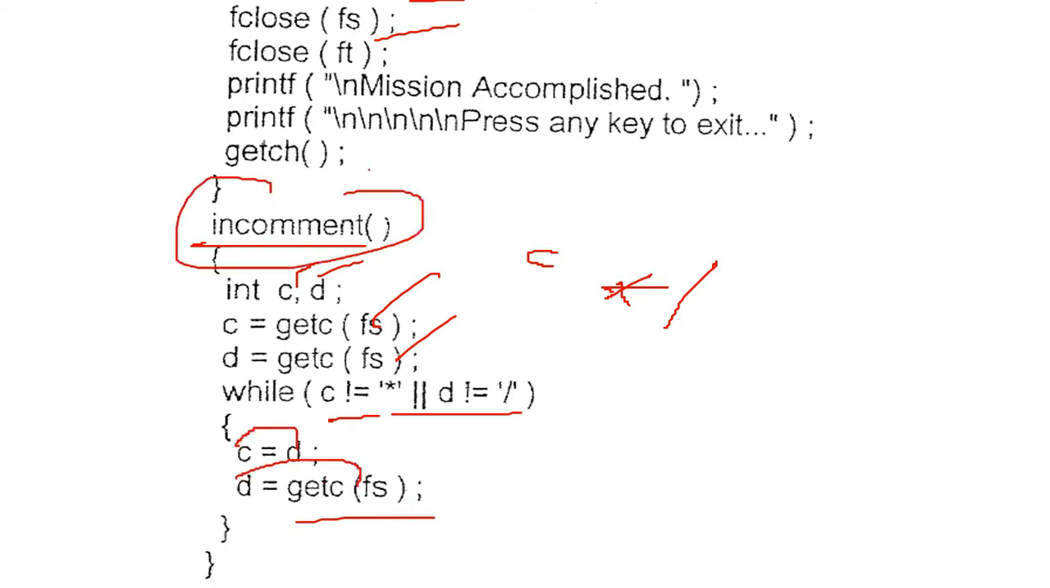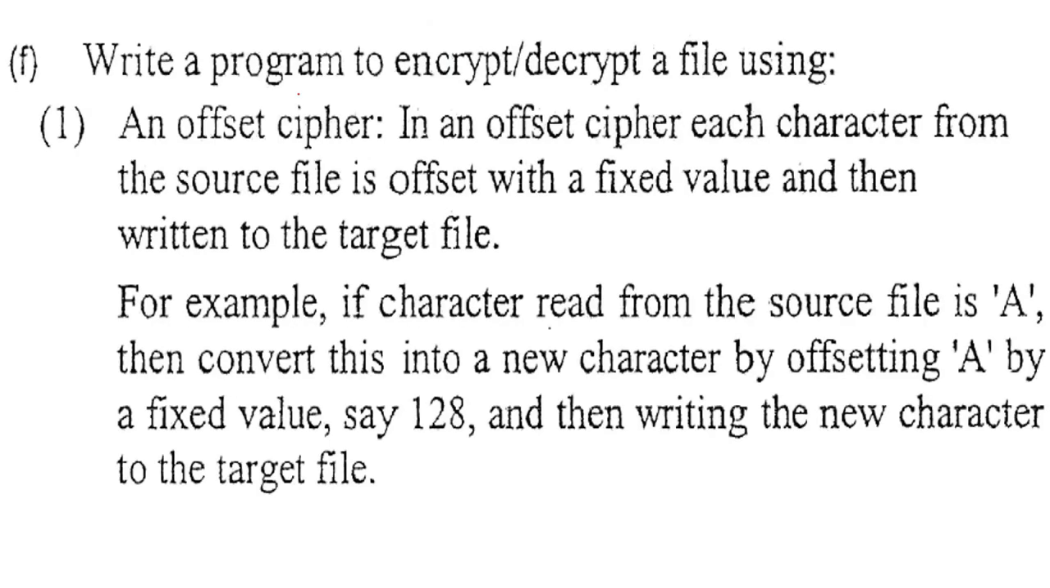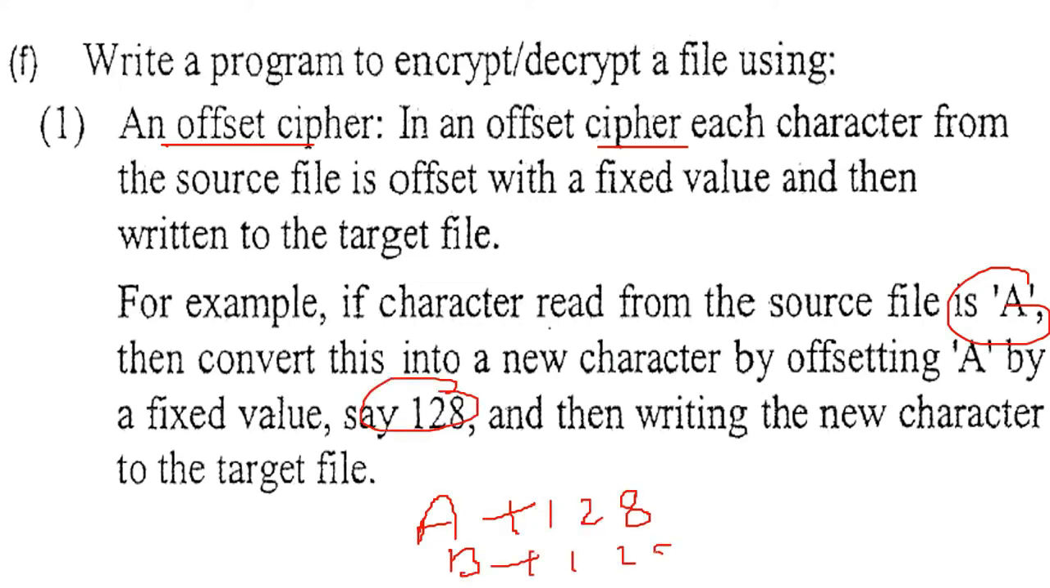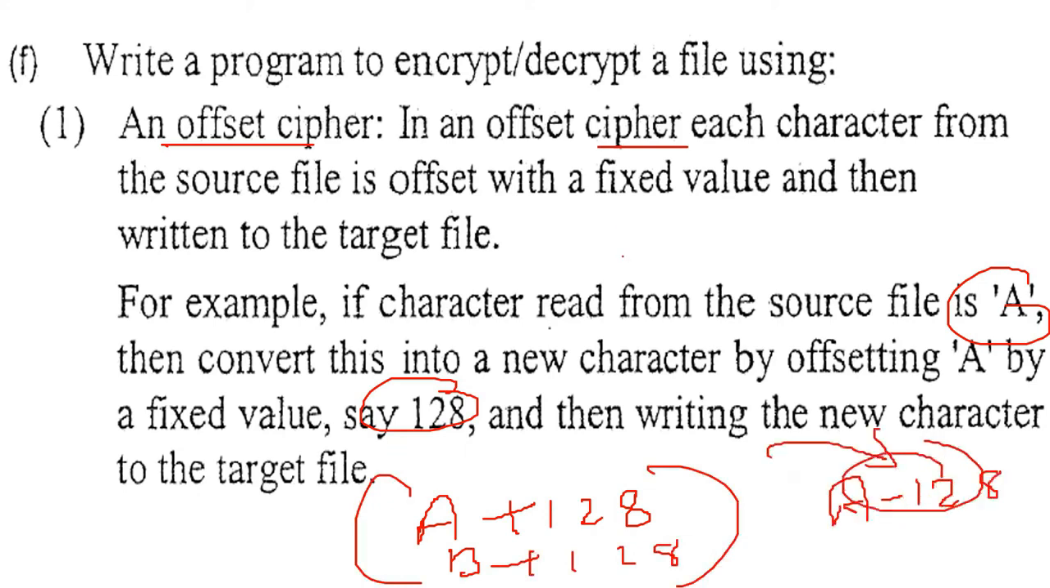Write a program to encrypt and decrypt a file using an offset cipher. So what is an offset cipher? In an offset cipher, each character from a source file is offset by a fixed value and then written to a target file. For example, if we are taking A, then we are just adding 128. This is the offset 128. So if it is B, we add 128 to it. When we decrypt it, we have to subtract 128 from the encrypted version.